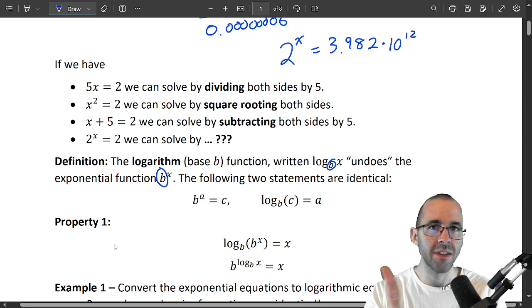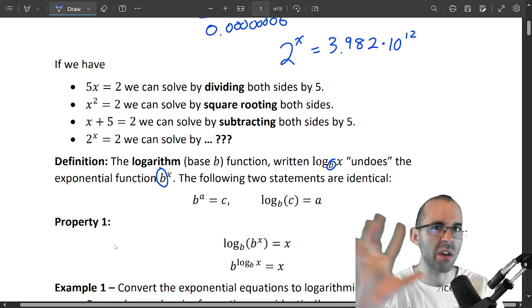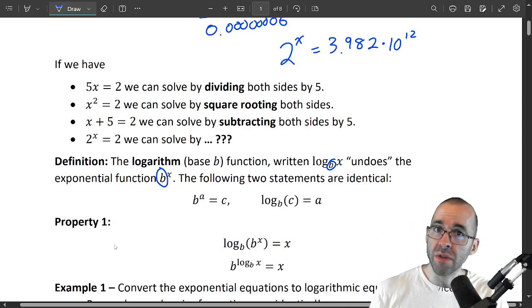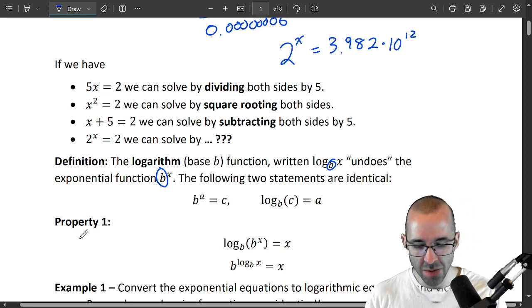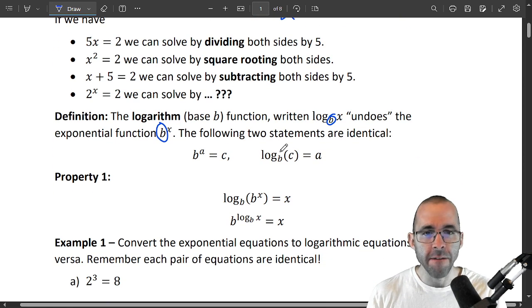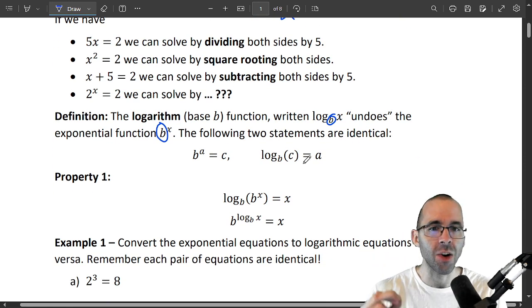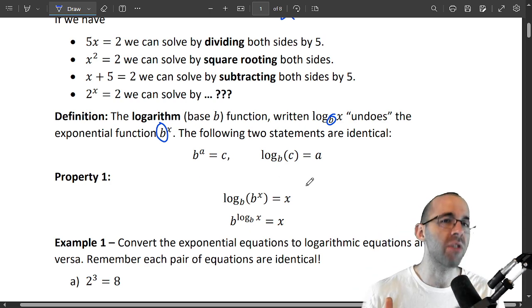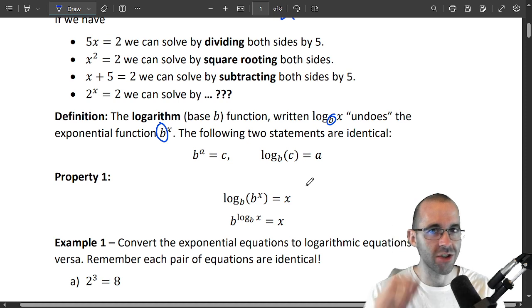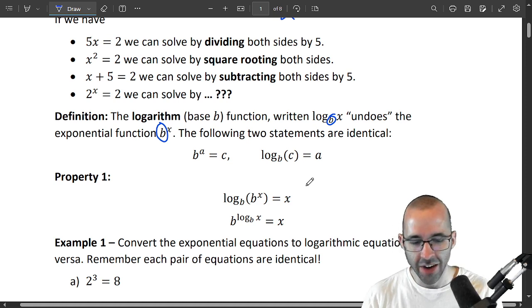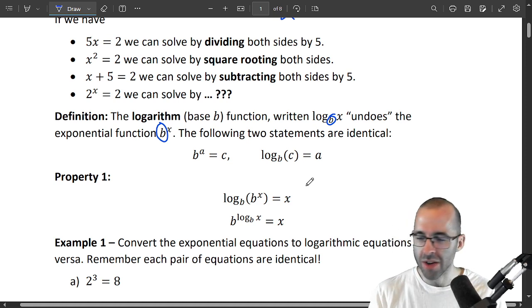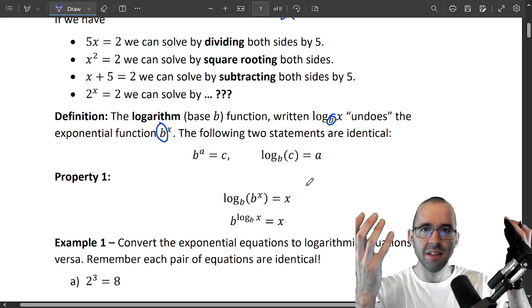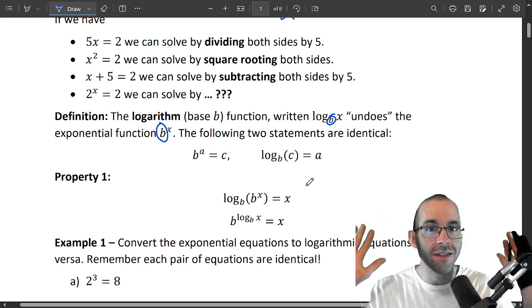So get this. Logarithms: confusing, weird, hard. Exponential functions: much nicer most of the time. So the following two statements are identical. These two equations mean exactly the same thing. There is no difference between these two equations. All right? If this were one of those spot-the-difference puzzles, you wouldn't be able to spot any differences. They're the same.